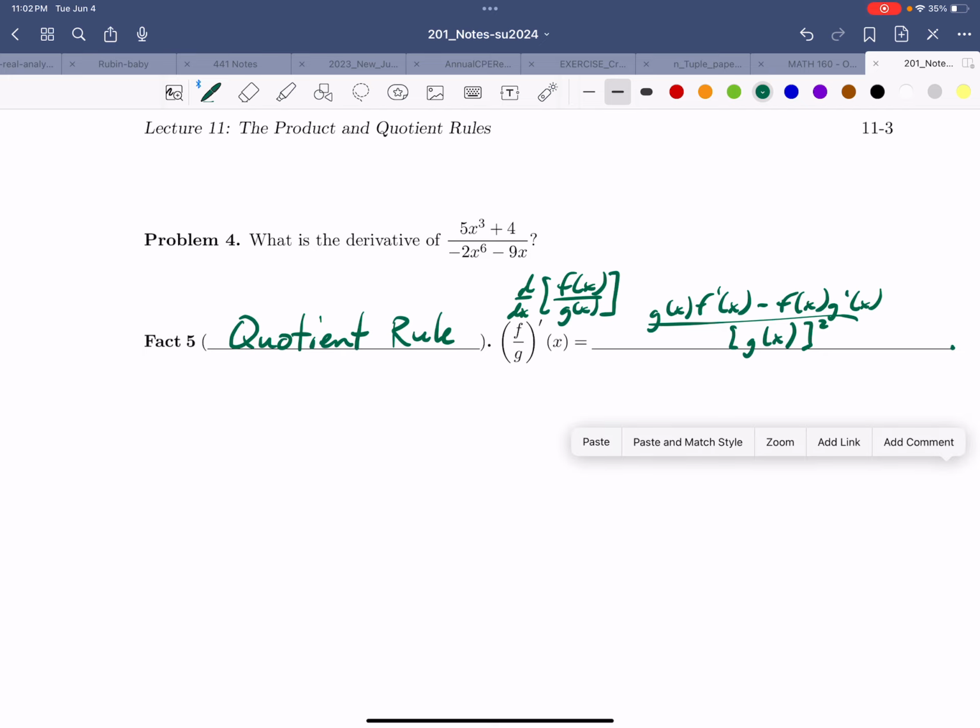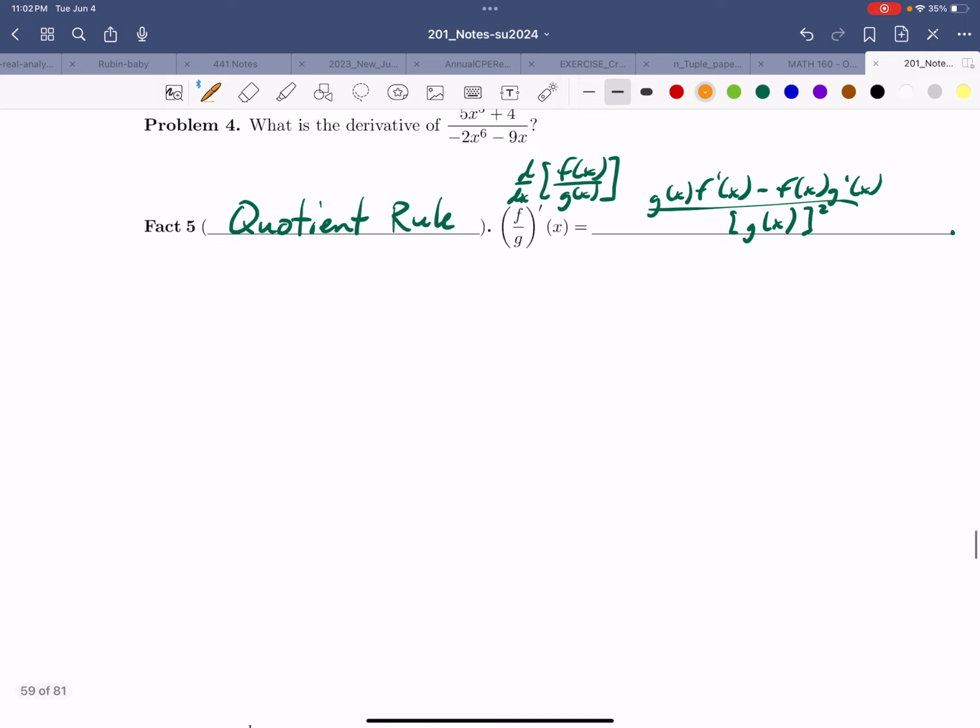Okay, now at this point, I'm going to switch to orange because I am going to derive it, but we don't need to know this. Okay, we don't need to know this.